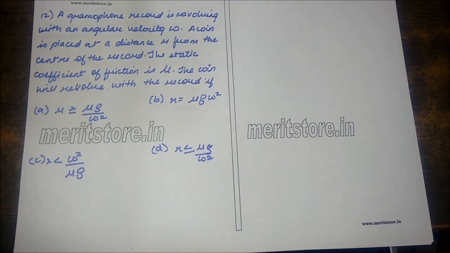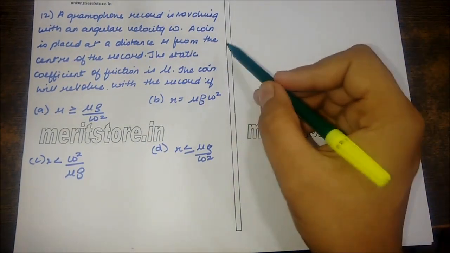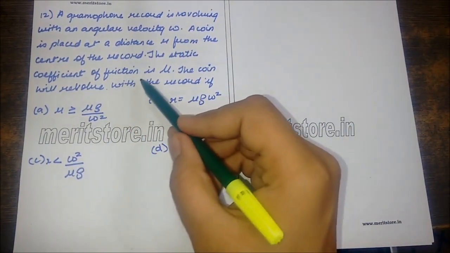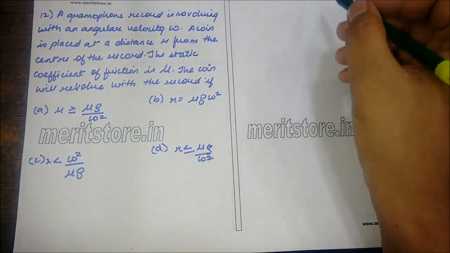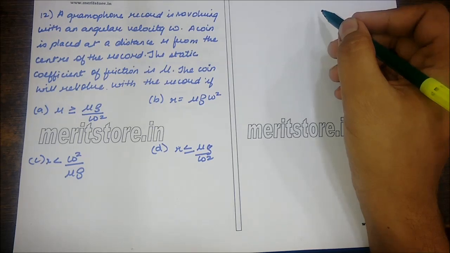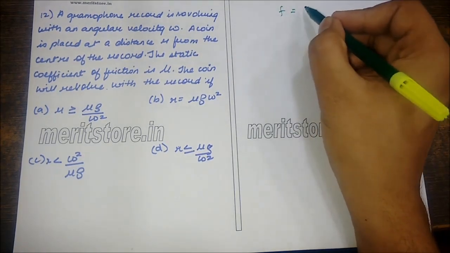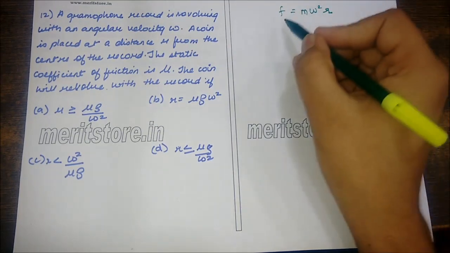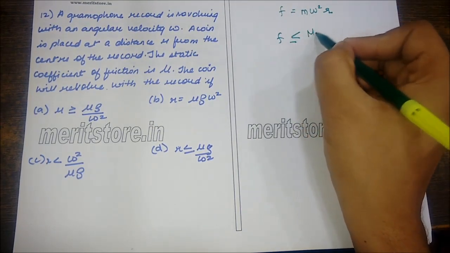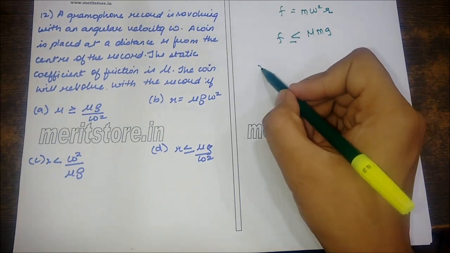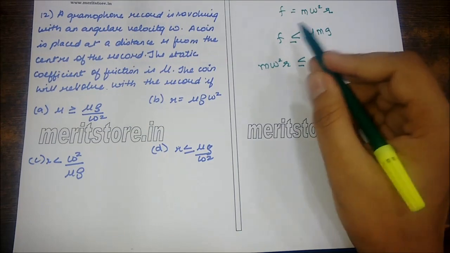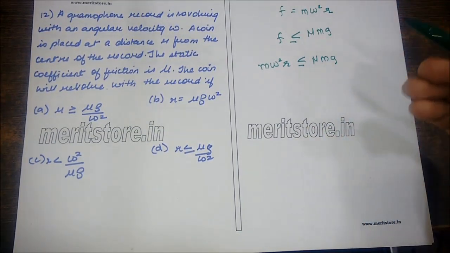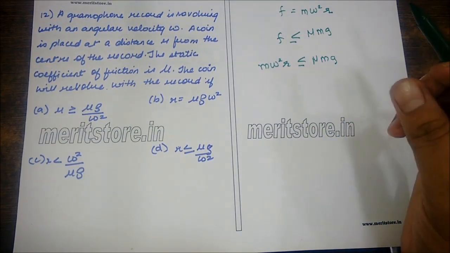A record is revolving with the angular velocity omega. A coin is placed at the distance r from the center of the record. The static coefficient of friction is mu. The coin will revolve with the record if. Hence, friction force provides centripetal force. So, F is equal to m omega square r. But we know that F is less than or equal to mu mg. So, m omega square r will be less than or equal to mu mg, because friction force provides centripetal force, as we have considered.